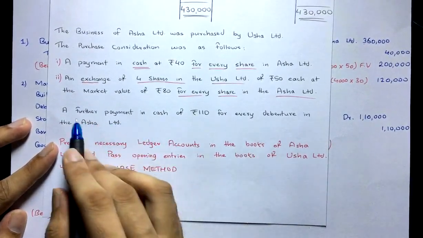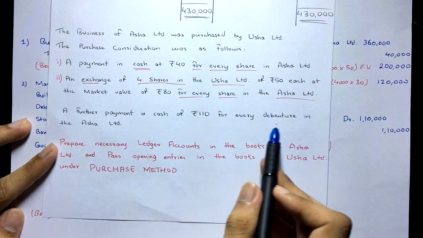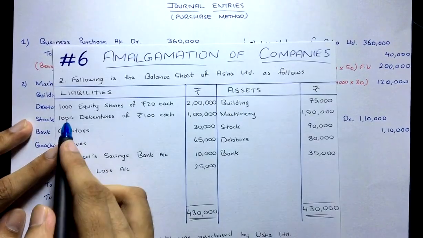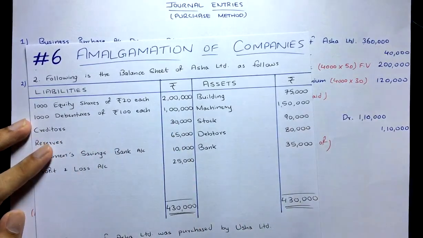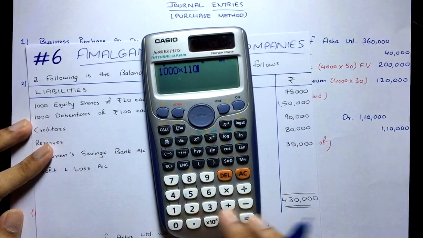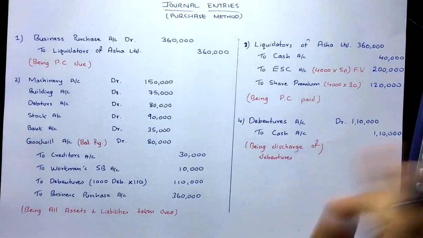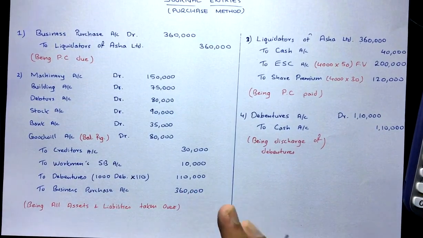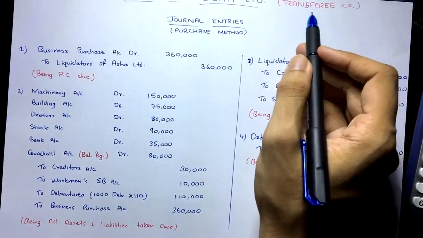Their value has been given as a further payment in cash of rupees 110 for every debenture. How much? 110. So how many debentures are there? 1000 debentures, isn't it? So 1000 into 110, that is equal to 1,10,000. So the debenture value will be 1,10,000. At that value you have to take it, 1,10,000. Understood? Why are we debiting the assets? Because you are recording those assets in your new books in the transferee company.